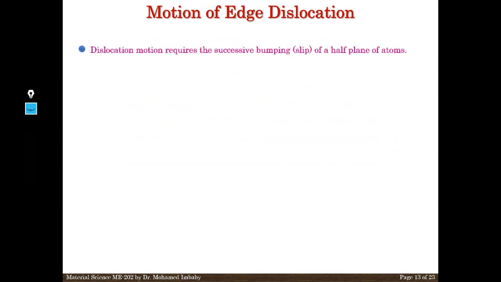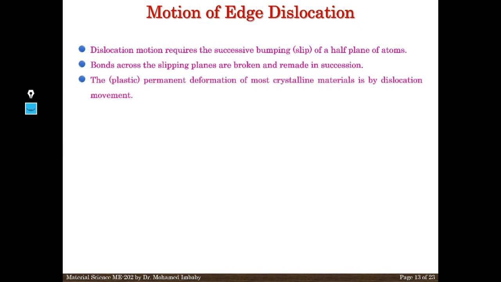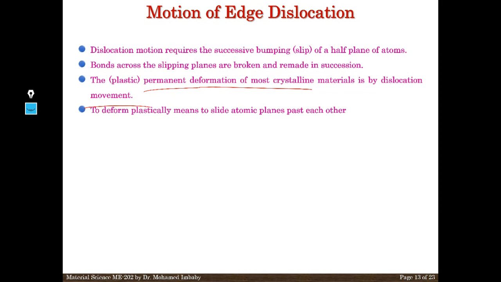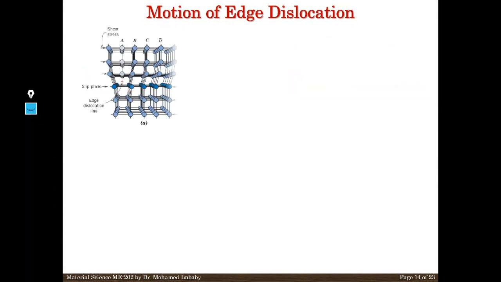Motion of the edge dislocation. Dislocation motion requires the successive bumping slip of the half plane of atoms. Bonds across the slipping planes are broken and remade again in succession. The plastic deformation of most crystalline matter is by dislocation movement. I think you will understand all of these words when you see a graph. To deform any material plastically, atomic planes slide past each other. Let me go ahead, I will explain it.